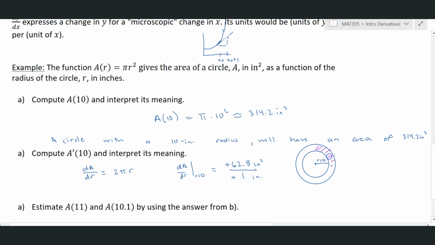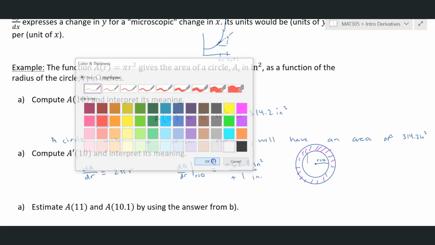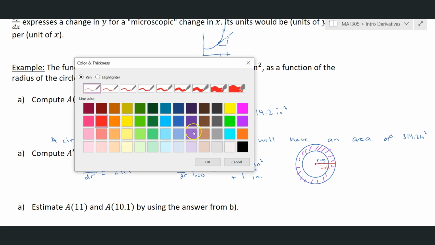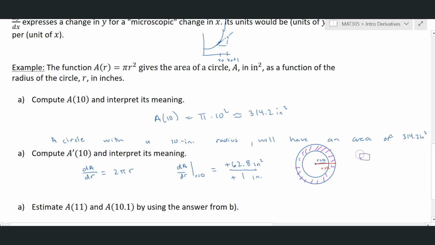So in other words, this right here, corresponding to a radius increase, and I'll just mark the radius here as r equals 11, I would expect that purple area that I've just shaded in to be 62.8 square inches of additional area for a 1 inch increase in radius from 10 to 11, right? Because if we went from 11 to 12, well, then we'd have to plug in 11 for the radius and we'd get a bigger value.